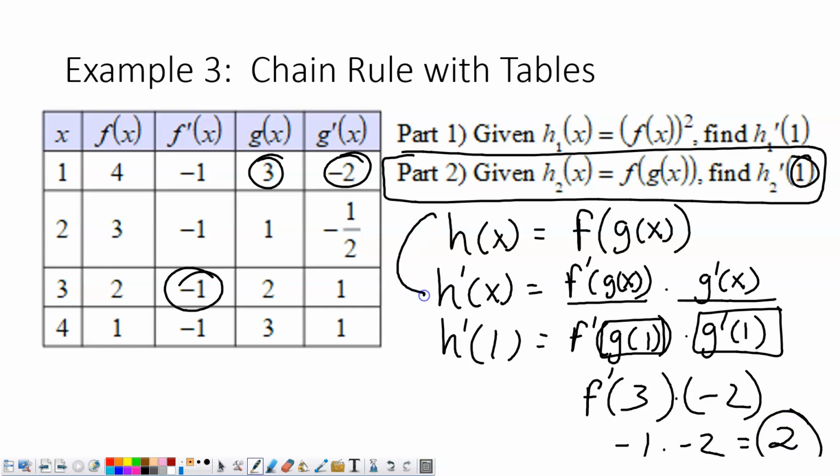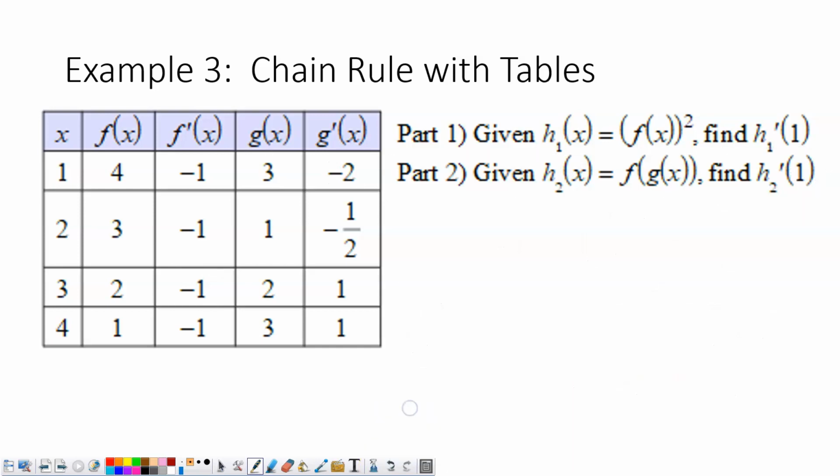So step 1, do the chain rule. Step 2, plug it in. Step 3, do your chart. But when you do your chart for the composite piece, find the inside first and then do the outside. Okay? Let's do another one, and then I'm going to let you guys practice this a little bit.